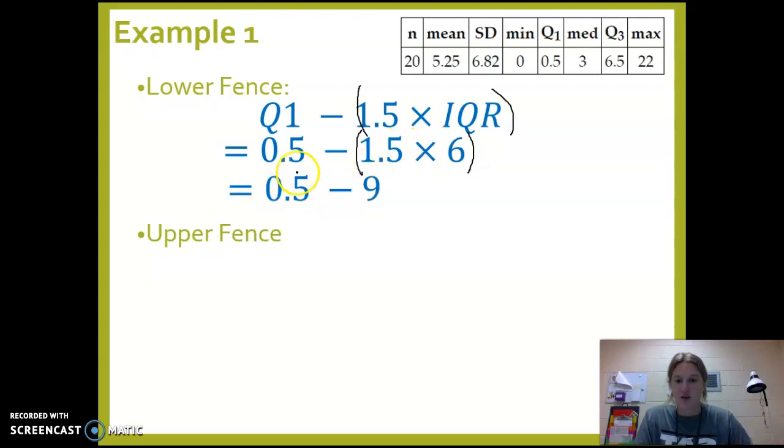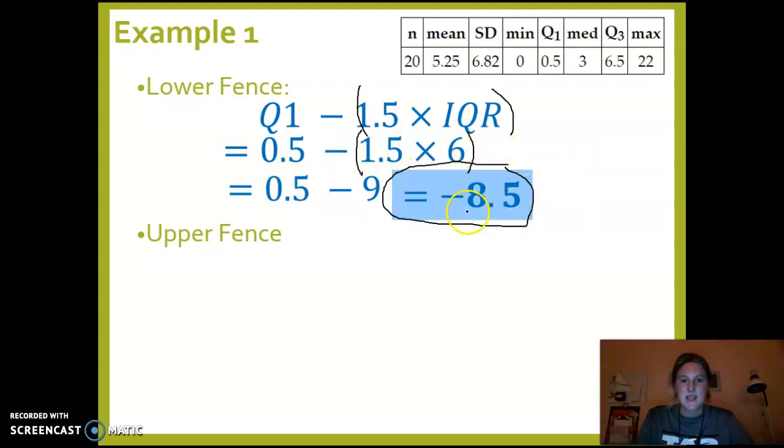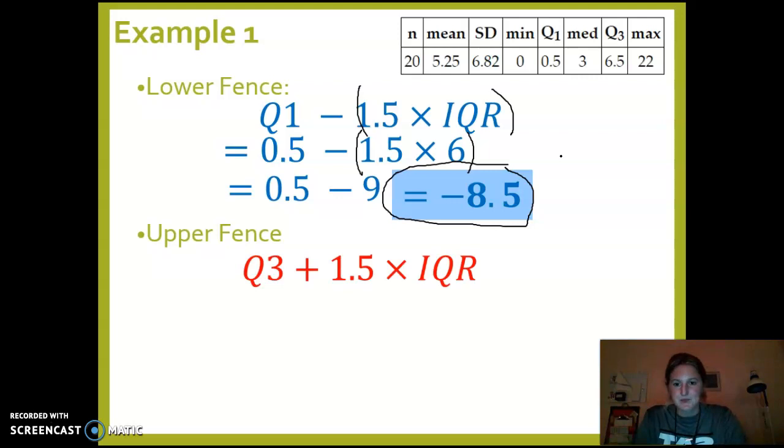That means your lower fence is going to be 0.5 minus 9, and it's totally okay if it's a negative number. Most likely it will be a negative number. That means our lower fence is negative 8.5. That means any number less than negative 8.5 is an outlier. Okay, we'd have to go look back at the dot plot just to make sure. Let's see the upper one, because that's the one we actually care about here.